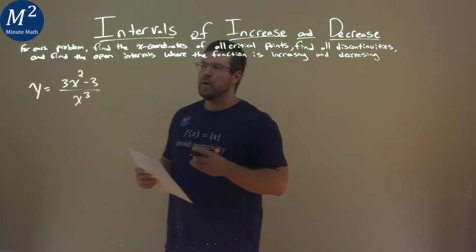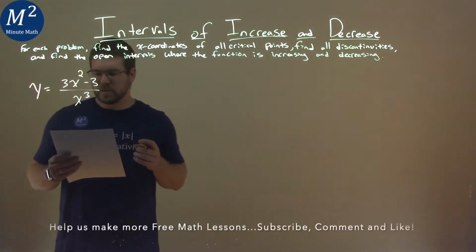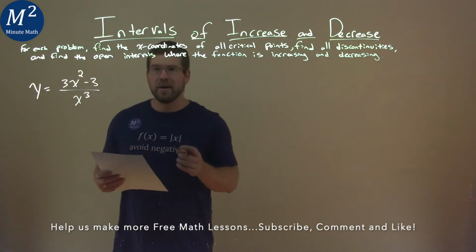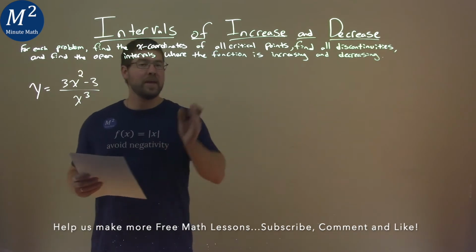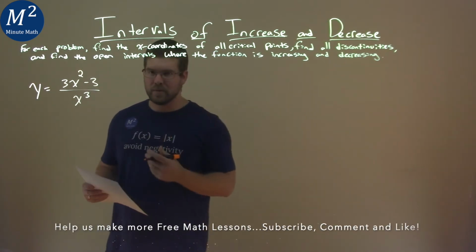We're given this problem right here. Y equals (3x squared minus 3) over x to the third power, and we've got to find the x coordinates of all critical points, find the discontinuities, and the intervals where our function is increasing and decreasing.